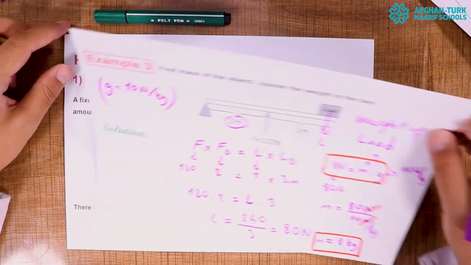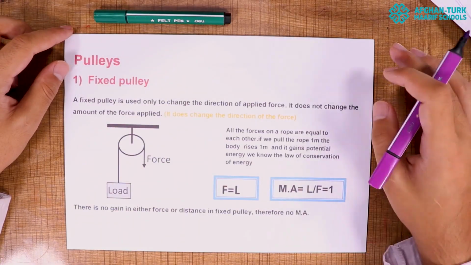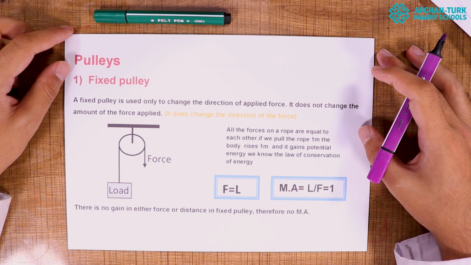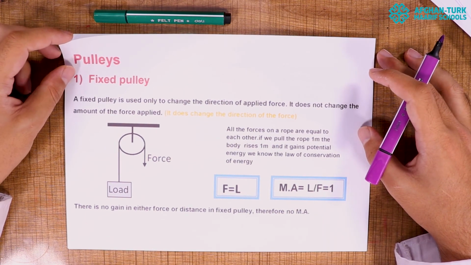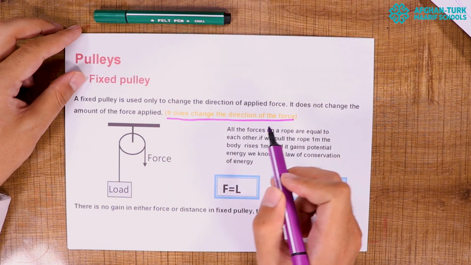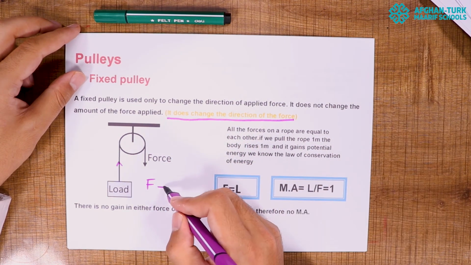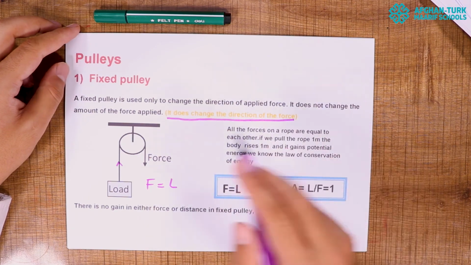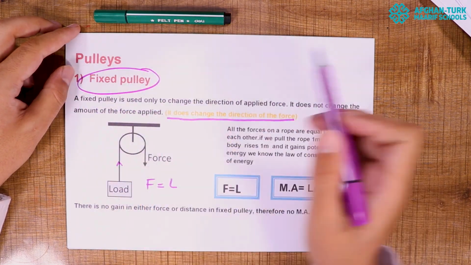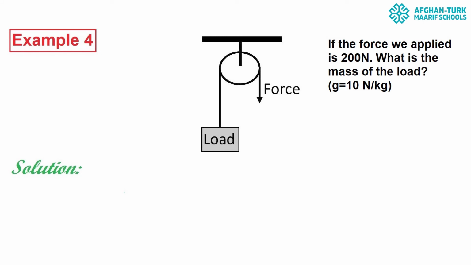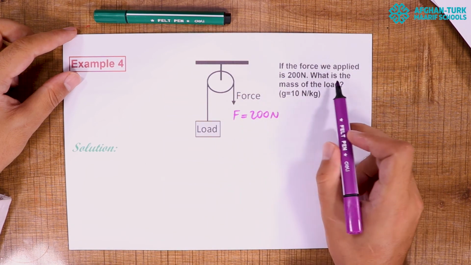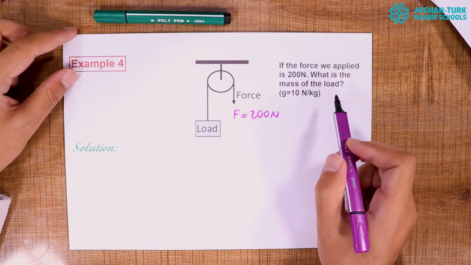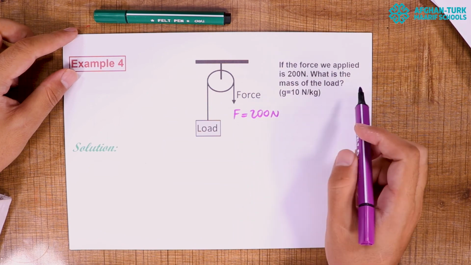Let's continue with the pulleys. There are two kinds of pulleys. The first one is the fixed pulley, and the other one is the movable pulley. The fixed pulley does change the direction of the force. Nothing else. Force is equal to load here in fixed pulleys. Let's continue with the example. If the force we applied is 200 Newton, what is the mass of the load? Again, g is 10 Newton per kilogram.